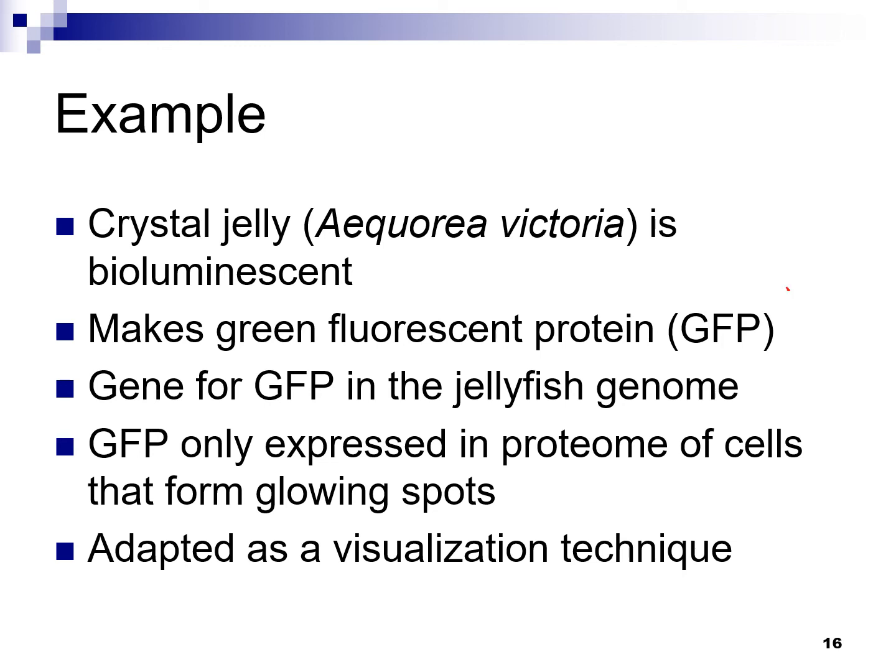It makes a green fluorescent protein, conveniently called GFP for green fluorescent protein. The gene for GFP is in the jellyfish genome. Every cell in the jellyfish has the ability, it has the gene to make GFP. But the GFP is only expressed, that means the protein is only made. When we say a gene is expressed, that means it's making a functional product. The GFP is only expressed in the proteome of cells that form glowing spots.